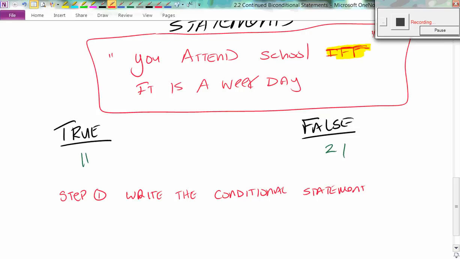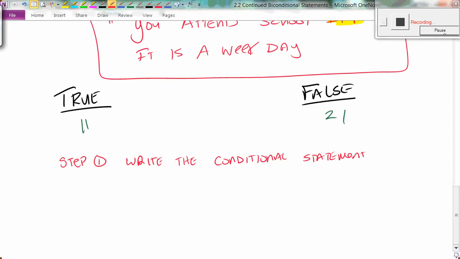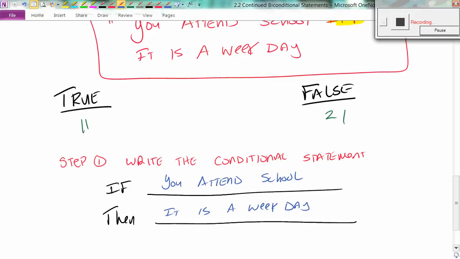Okay, here's the first one. Please write the biconditional statement as a conditional. Okay, I got this: if you attend school, then it is a weekday. Is that what you got? Yes. Okay, now we need to have a little mini debate about this. Is this statement true or false? And I would like to give you some parameters. I would like to limit school to Healdsburg High School. I would like to limit attend to mean you show up, a teacher gives a lesson, and roll has been taken. Is this true or is this false?